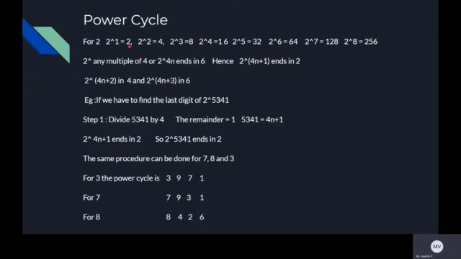So here you take a look at this. It is 2, 4, 8, 6. Again it is 2, 4, 8 and 6. So let us find a formula to find what will be the last digit when 2 is raised to a large number. What will be the last digit? Let's take a look at this.